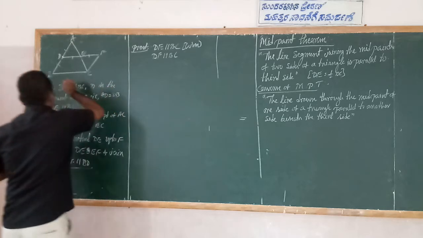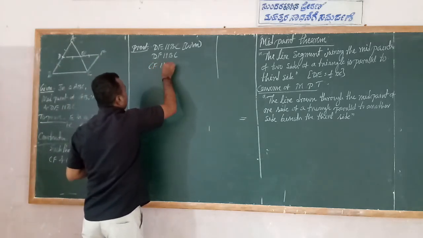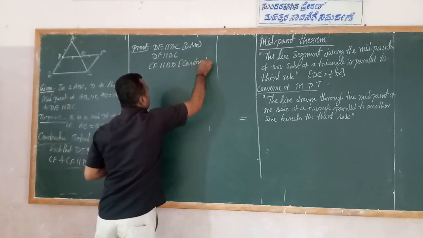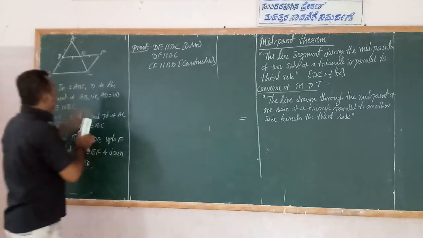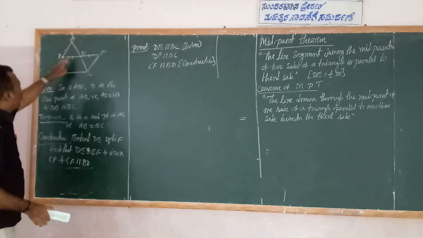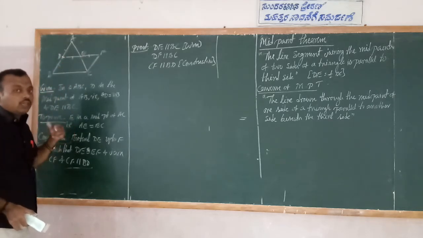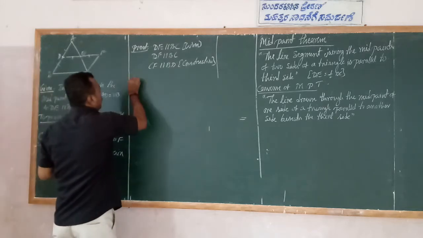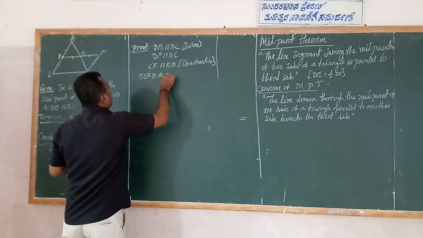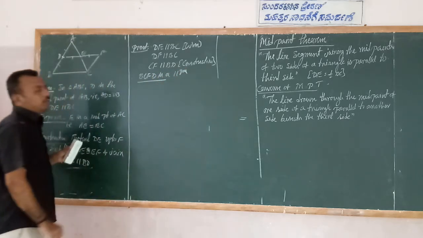And also, CF is parallel to BD by the construction. Is it right? So CF is parallel to BD. Therefore, opposite sides are parallel. So opposite sides are parallel means it becomes what? It is a parallelogram. Therefore, BCFD is a parallelogram.